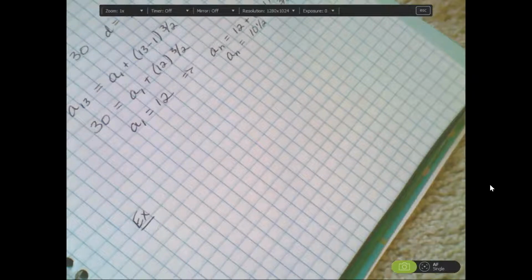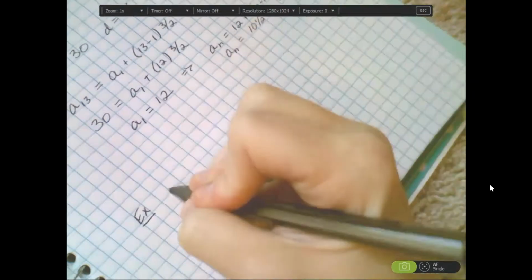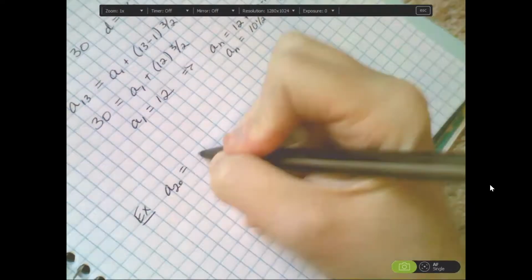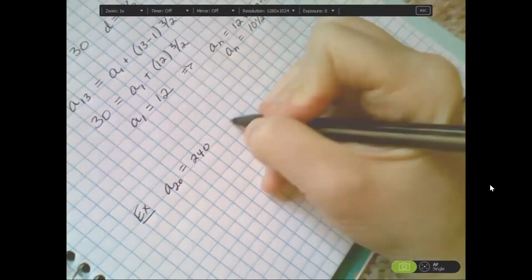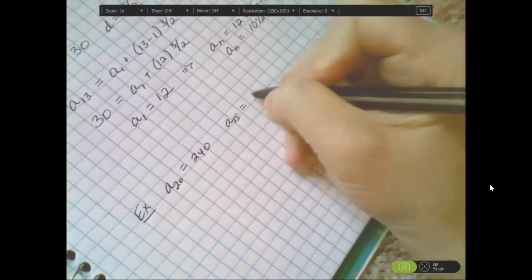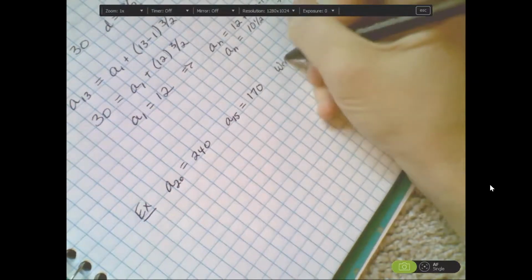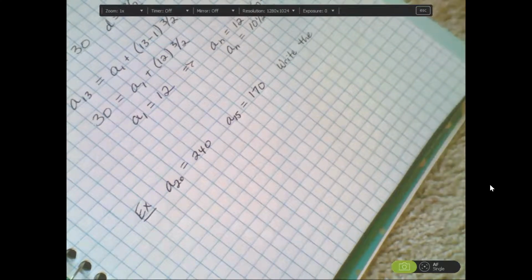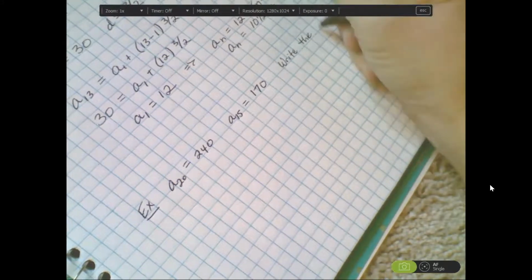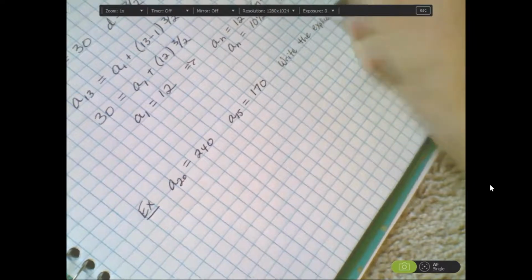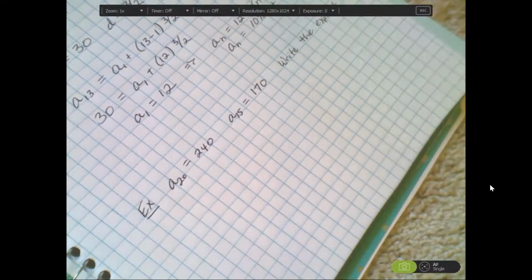What if you're just given like 2 random terms somewhere? So for instance, the 20th term and the 15th term. And same thing, we want to write the explicit rule. Okay, so there's actually a couple different ways you can do this. I'm going to show you one way and then just talk about the other way.